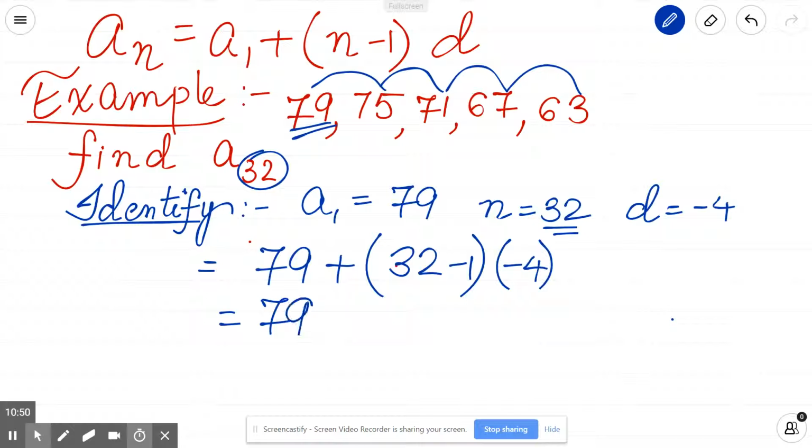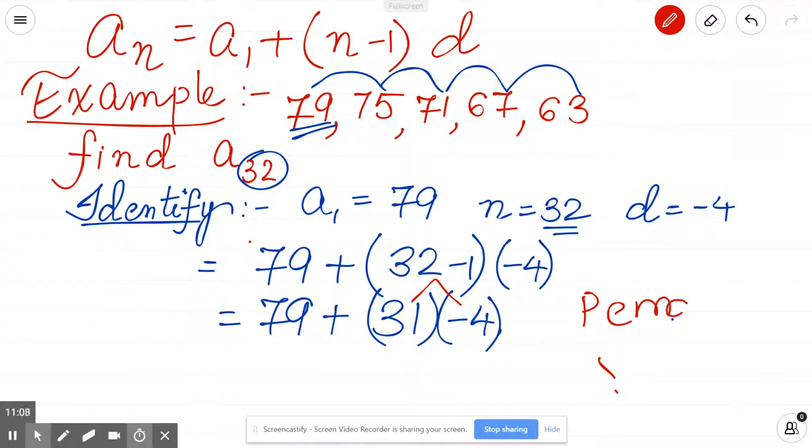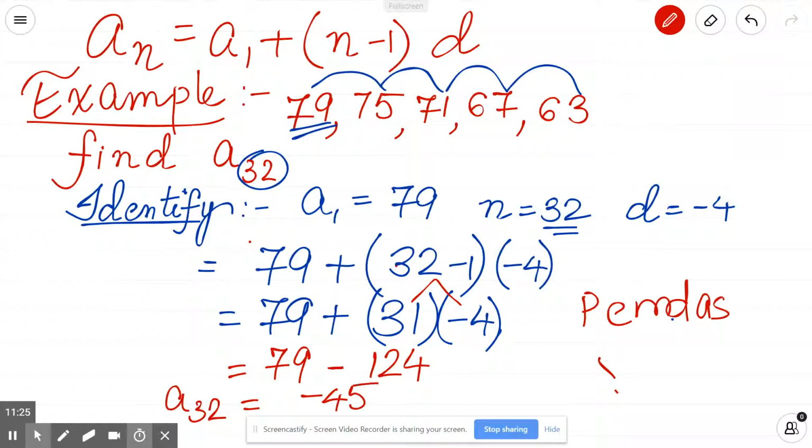From here is basic solving. 79 plus 32 minus 1 is 31 times negative 4. Now here I've seen sometimes students get confused and they will first add 79 and 31. I would say it's a silly mistake because you know that you have to follow PEMDAS here. So when we follow PEMDAS, students, we will multiply 31 and negative 4 first. And I'll have a negative here, 124. So my 32nd term will be negative 45.